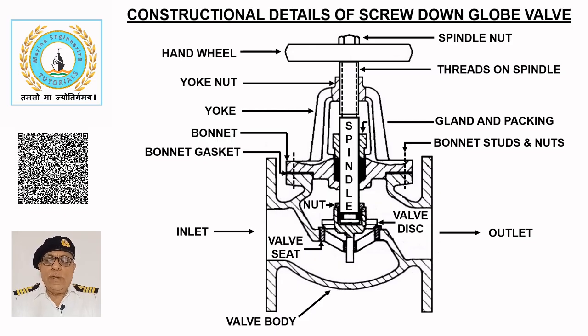They are usually installed on the delivery side of pumps or in locations where flow regulation is required. Compared to gate or butterfly valves, globe valves are bulkier and require more space for installation. Globe valves may be of screw down type or screw down non-return type with either a straight or angular flow design.